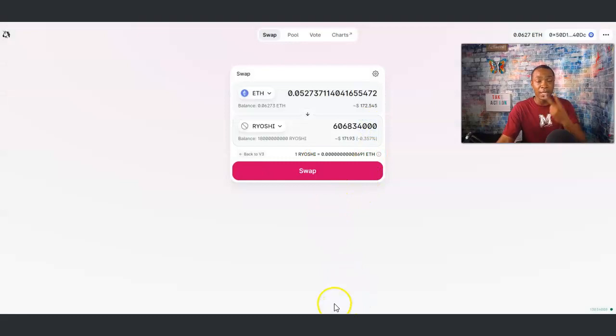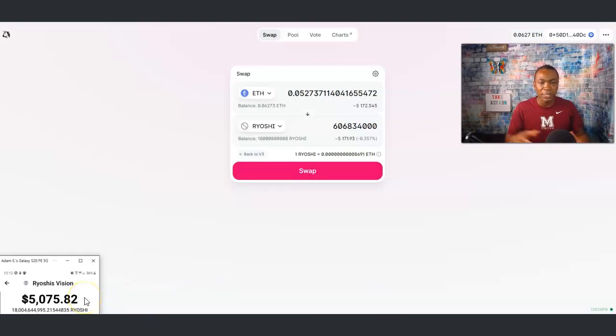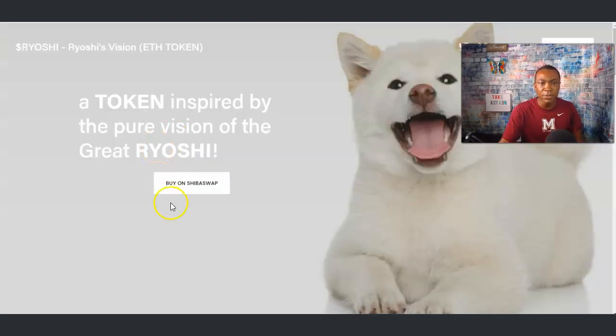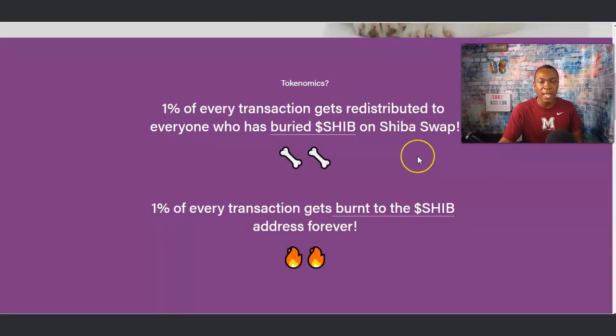Those are the two areas that I feel good about getting it, because they kind of work together in some ways and they both support the right Ryoshi Vision token. So yes, I've added to my position. I'm really excited about that. And I'm waiting for this to happen as well: the 1% of every transaction gets redistributed to everyone who's burying SHIB or on Shibaswap. So I'm hoping that happens at some point, because I do believe as a SHIB holder, if you're burying SHIB, you should be rewarded with this as well.